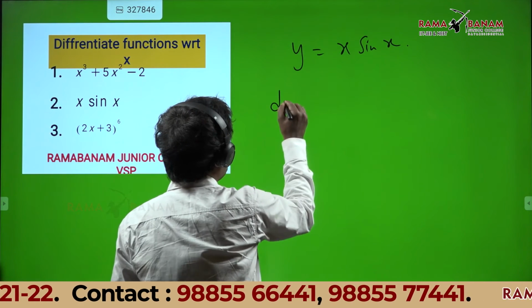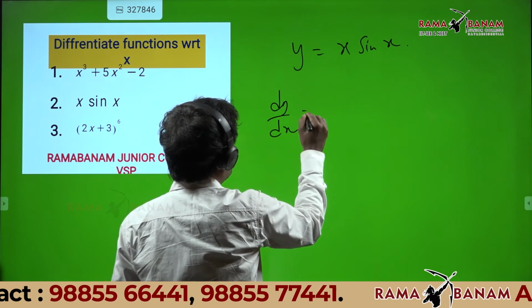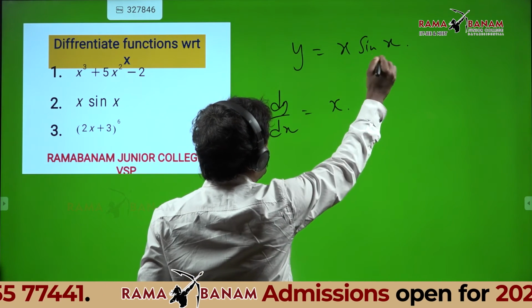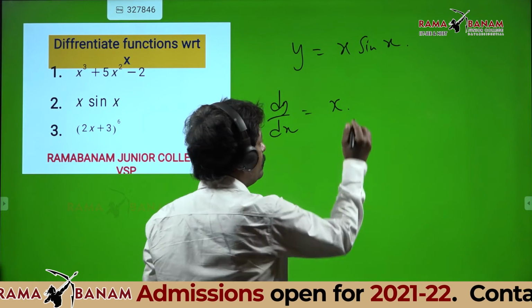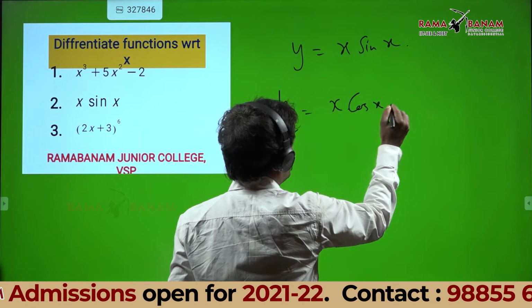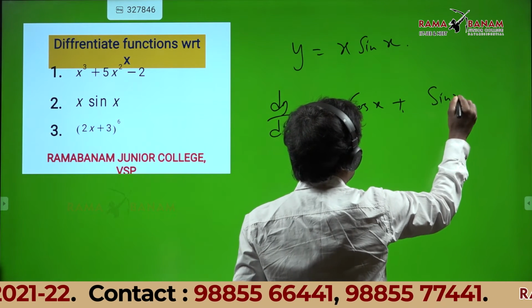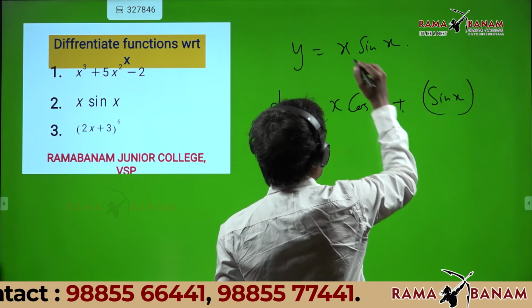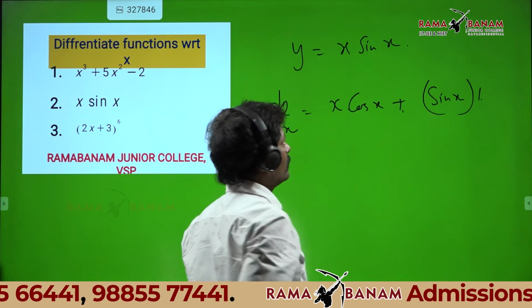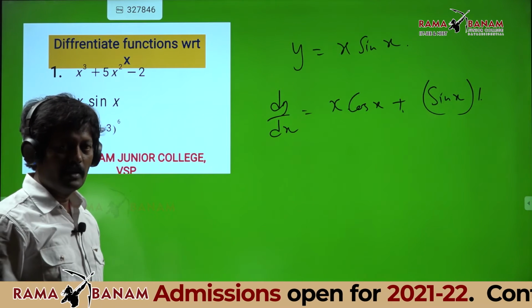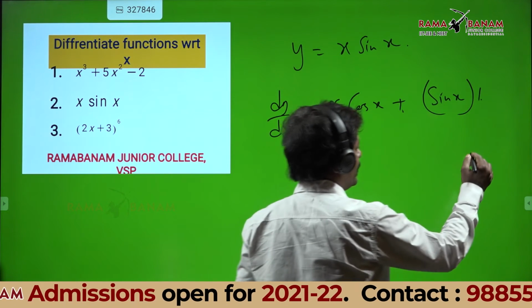So first function into cos x plus second function into derivative of the first function. Derivative of x is how much? 1. How is that? I am writing.